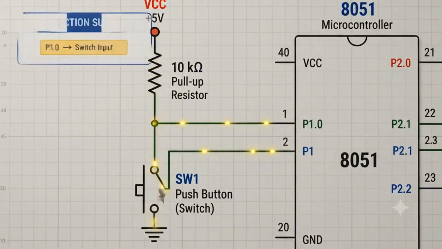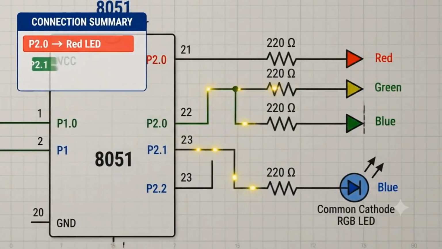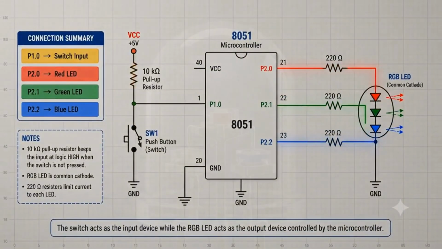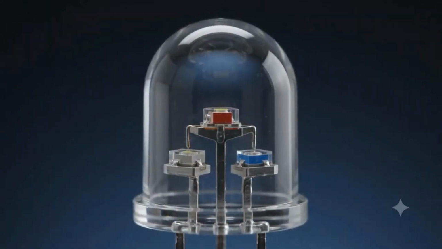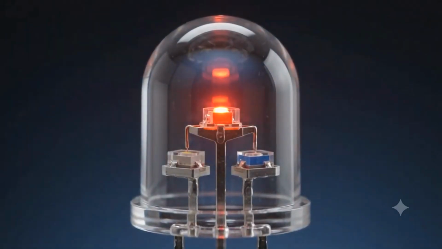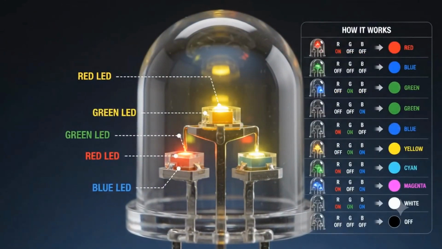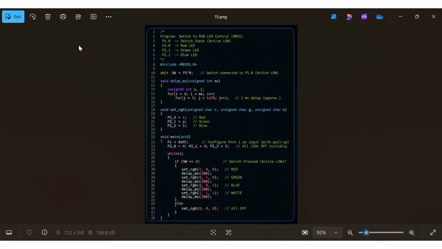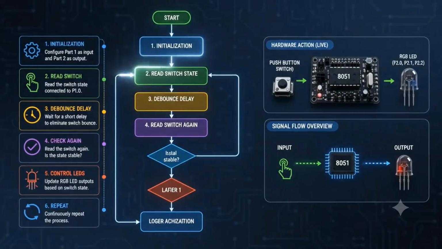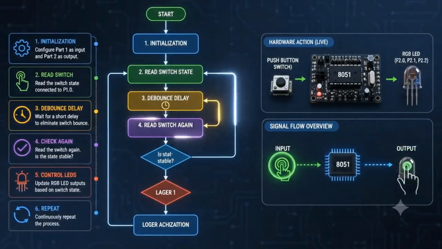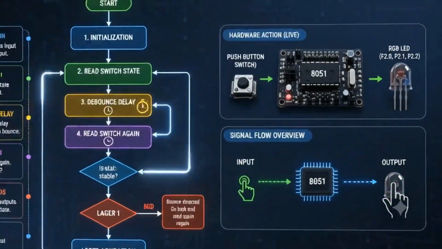The switch acts as the input device, while the RGB LED acts as the output device, controlled by the microcontroller. An RGB LED contains 3 individual LEDs that can be controlled separately to generate different colors. The program reads the switch input and controls the RGB LED outputs connected to port P2. The firmware initializes the ports, checks the switch state, applies debouncing, and controls the LED outputs.